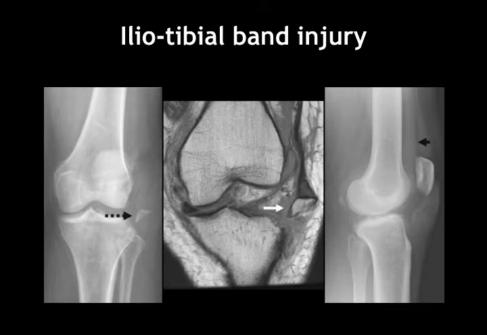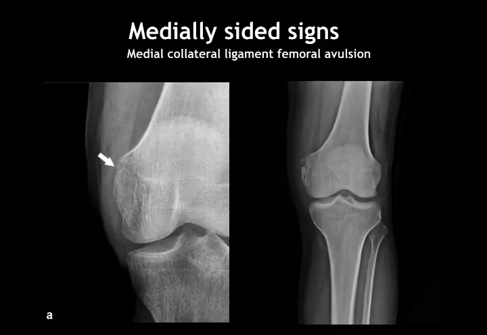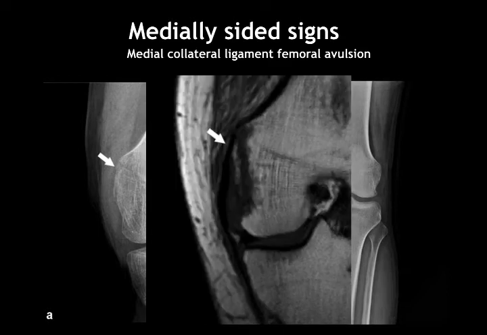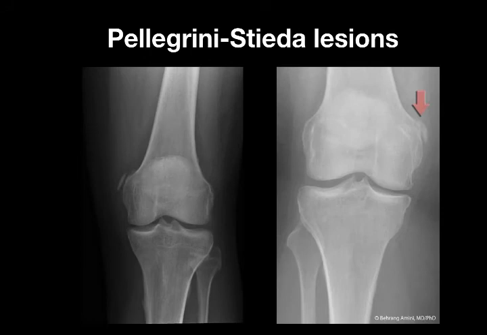Iliotibial band can lead to avulsion fracture at its tibial insertion, and usually this is just anterior and lateral to the Gerdy's tubercle, and it is usually more obvious in oblique radiographs. Medial side of the knee also can have avulsion fractures like medial collateral ligament femoral avulsion fracture. This is also called Stieda lesion, and this is because of avulsion fracture of the femoral attachment of the medial collateral ligament. When these Stieda lesions are calcified, then it is called Pellegrini-Stieda lesion.